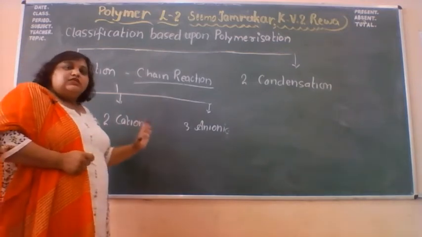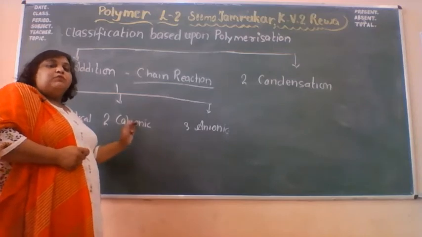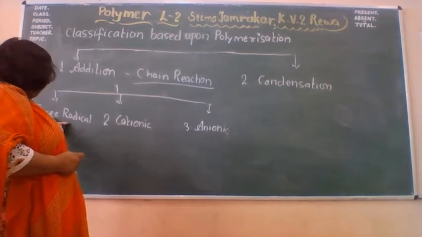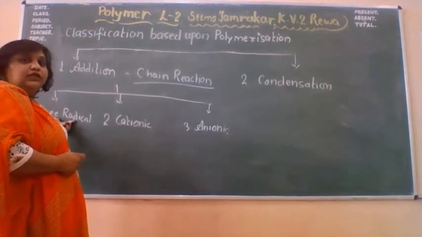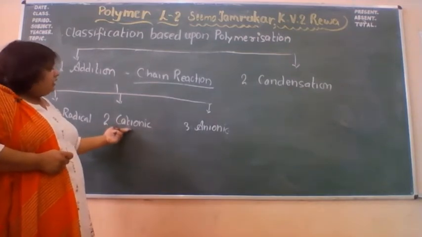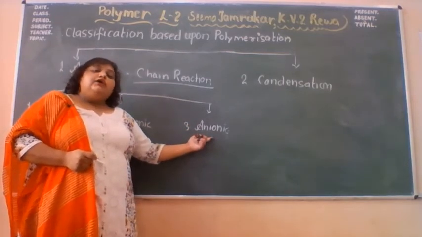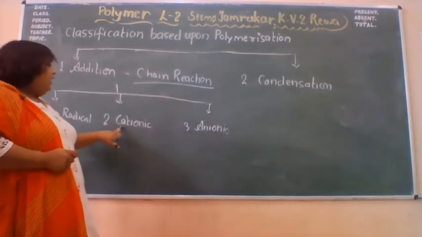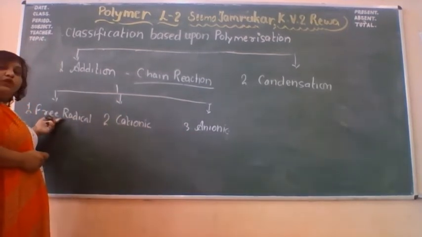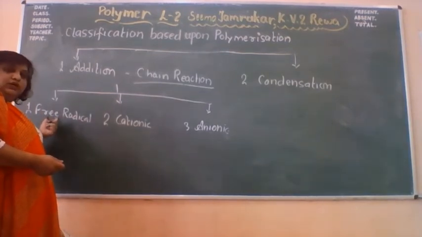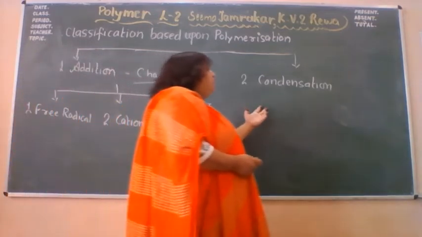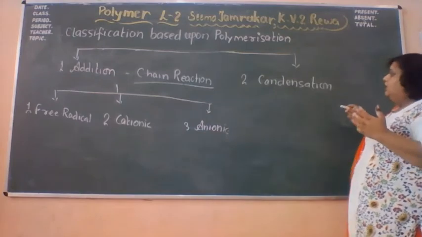Chain initiation means the first step in which the chain reaction starts. If it starts with the help of a free radical, this will be defined as a free radical addition polymer. If it takes place by the cation, this will be defined as cationic, and if it takes place by the anion, this will be anionic. Cationic and anionic, these two are not in our syllabus. The detailed reaction mechanism of the free radical addition polymerization is in our syllabus, and in the next video I will prepare on this topic only. Now I am coming to the next part here, the condensation.